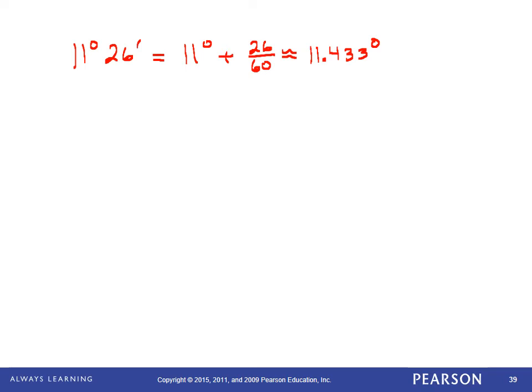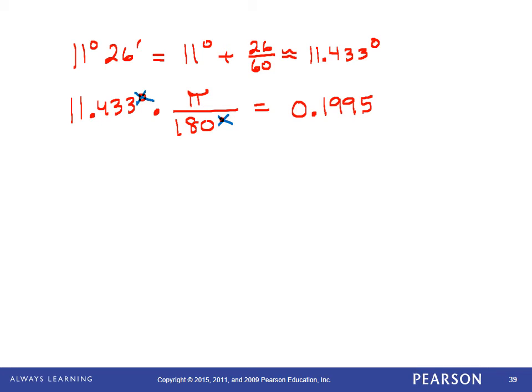Let's go on now, convert this into radian measurement here. So 11.433 degrees times pi over 180 degrees. And again, those degree symbols will go away. And of course, you're going to have to use a calculator here. So punch in 11.433 times pi, and then divide that by 180. And I got 0.1995. Hopefully that's what you guys got. And now we are ready to plug into our formula.